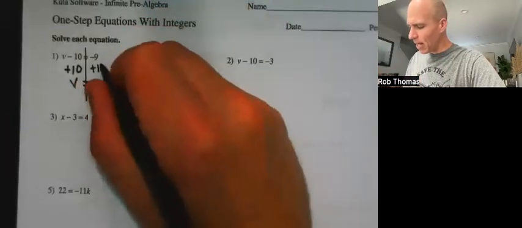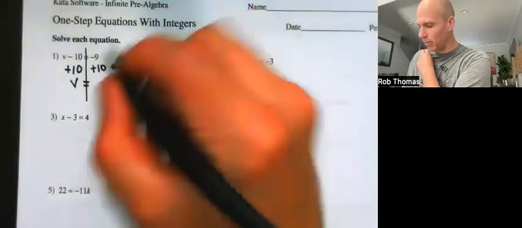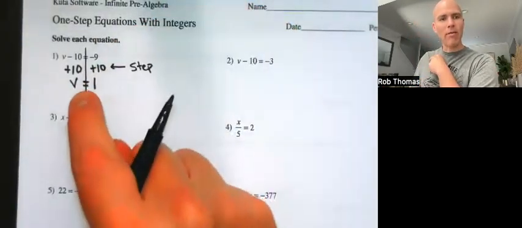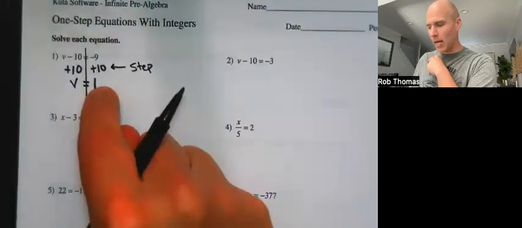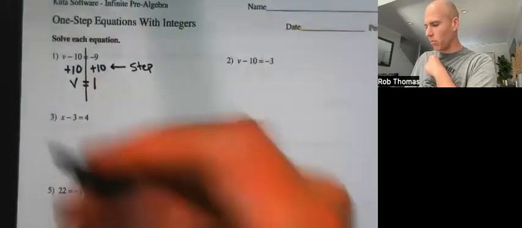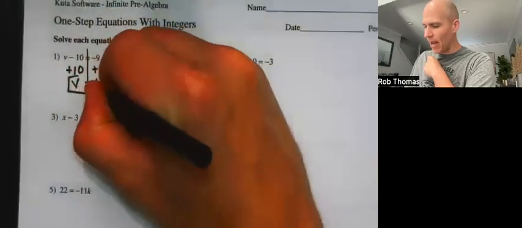Okay, so negative 9 plus 10, that's positive 1. And so now we have our isolated variable. We have our solution here, and we're good. I like it when students box it. You don't have to.